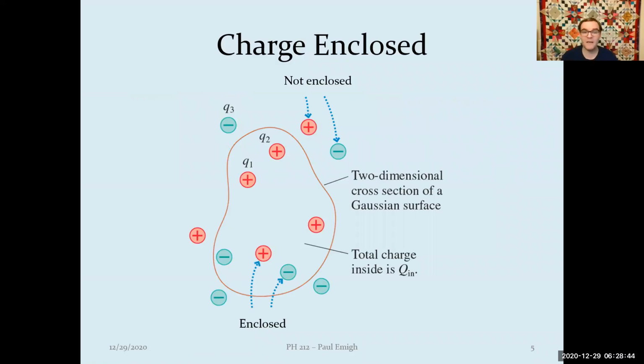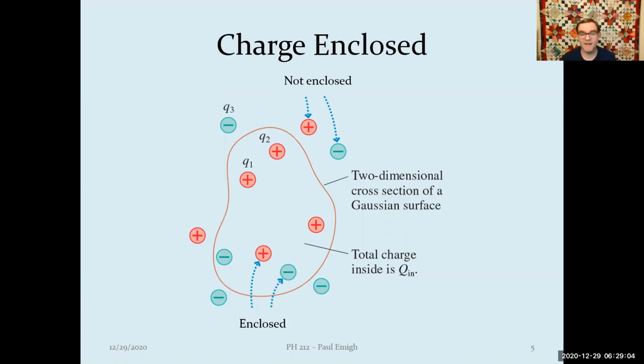Not really too hard conceptually to add up Q1, Q2, Q3, Q4. Some might be positive, some might be negative. You have to take into account the positive and negativeness of the charges. But some charges might be outside of your closed surface. And surprise, surprise, you don't count them. So you count all those guys up.